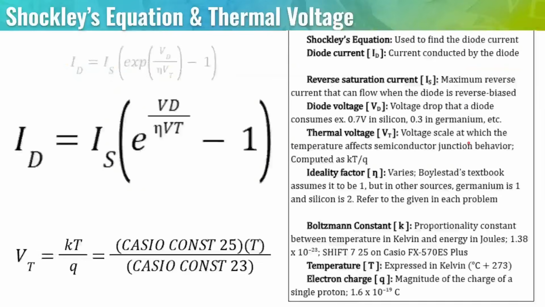Wait, there's something I forgot. It's the ideality factor. It may vary per textbook. According to Wallsted's textbook, it is assumed to be 1. Since this is the textbook we're using for most of the computations, we assume this is always 1 unless stated otherwise. In other sources, germanium is 1 and silicon is 2. So if there is a given, refer to the given in each problem. But if there is none, assume it to be 1 for the purpose of our exam.